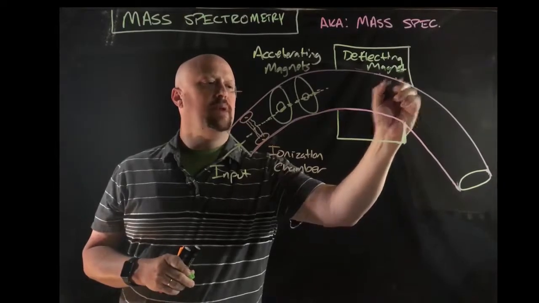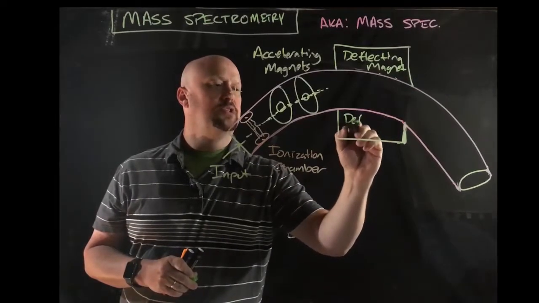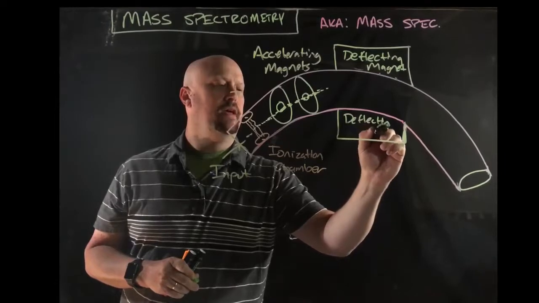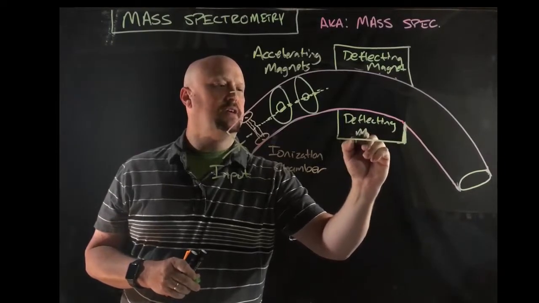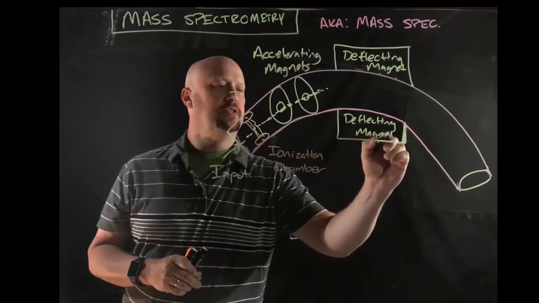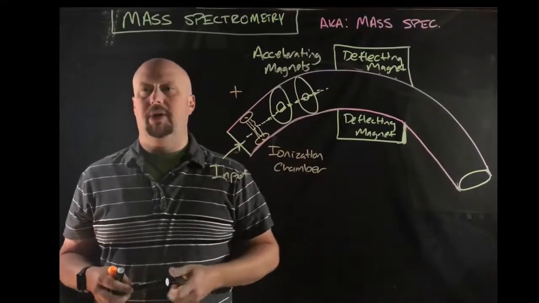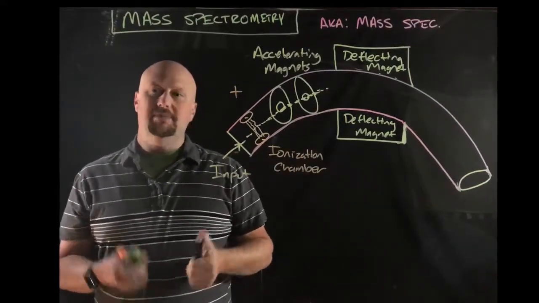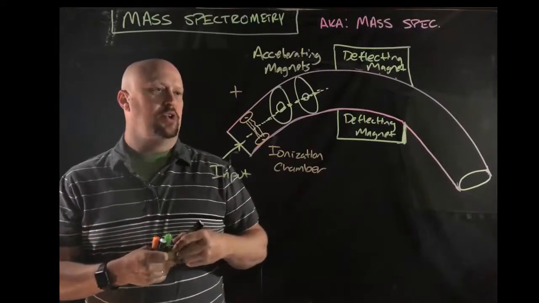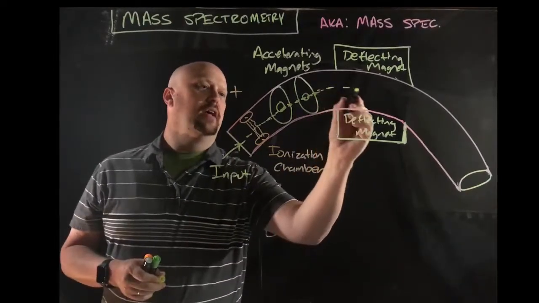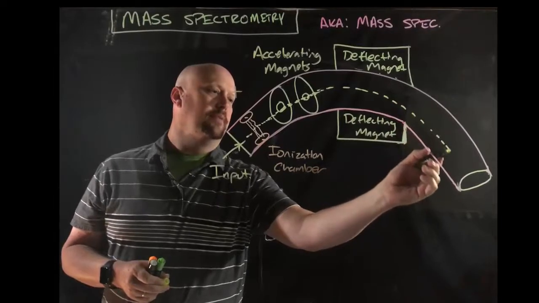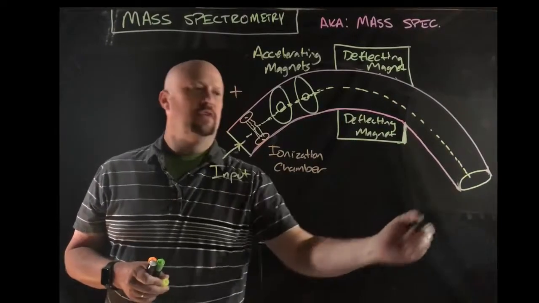Those deflecting magnets are going to do, again, just what they say. They're going to deflect the path of those electrons. So inertia would say that, hey, if nothing acts on them, they're going to keep going that way, right? So the deflecting magnets are going to essentially alter their path so that they're going to come down this way, and they're going to strike the detector.